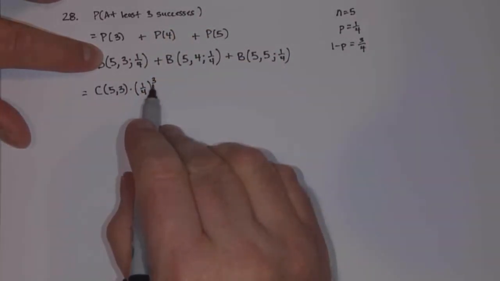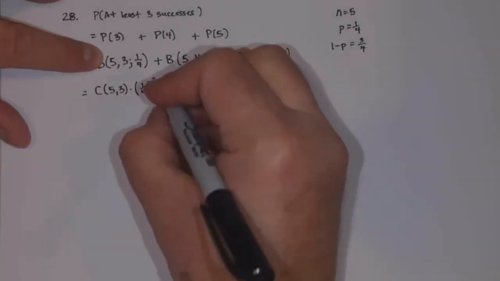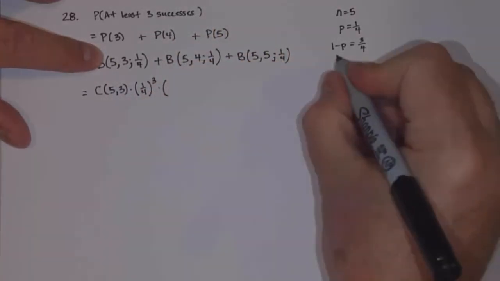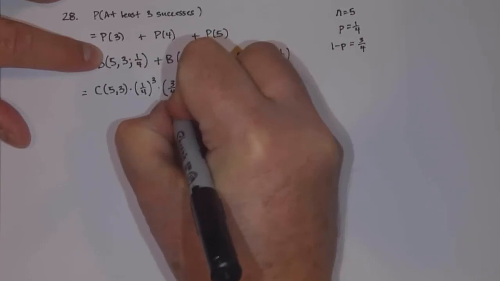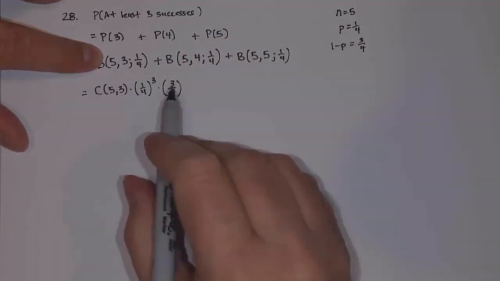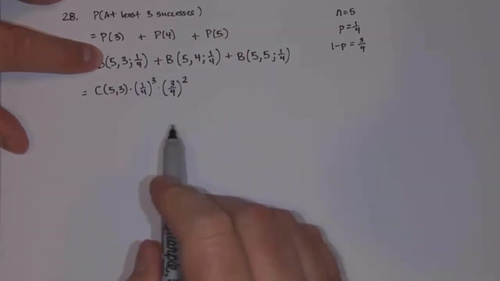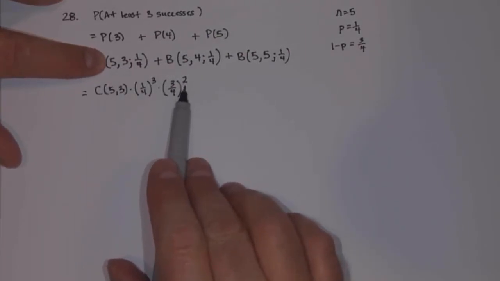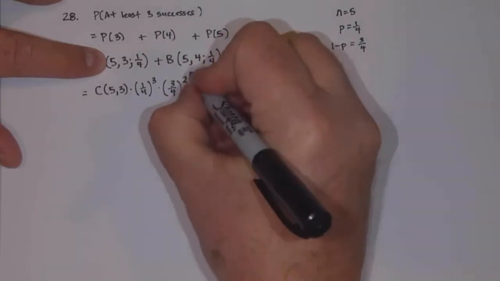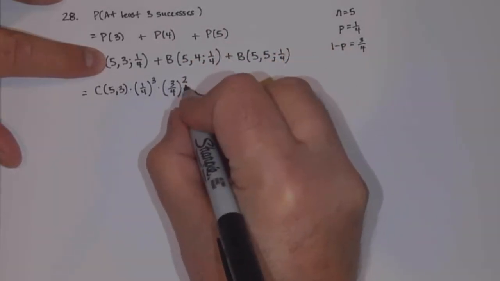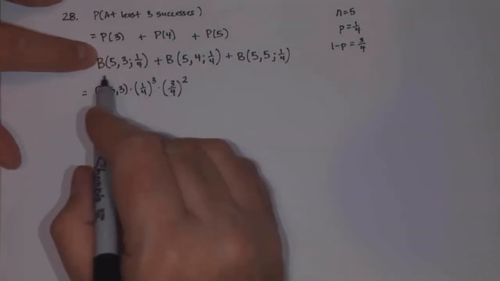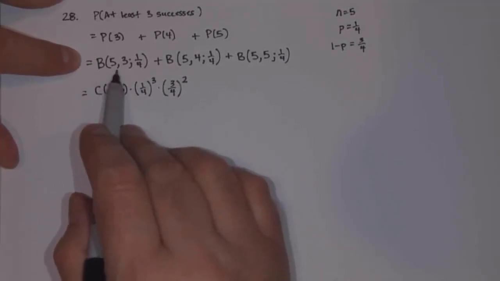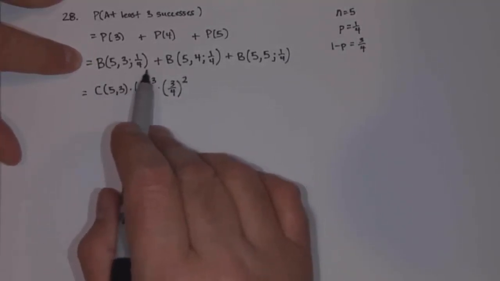That's going to be the third power if k is 3. And then times the probability of failure, that is 3/4. And the number of failures will be 2, because if there are 5 trials and 3 successes, that means there are 2 failures. So that 2 right there is coming from 5 minus 3. Okay? So this will give me the probability of 3 questions correct.